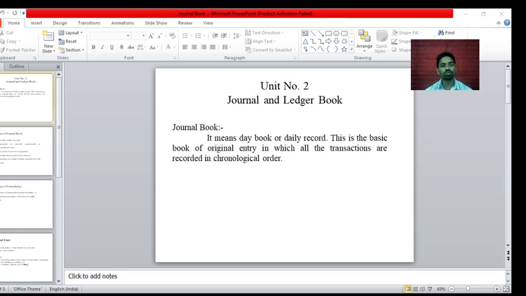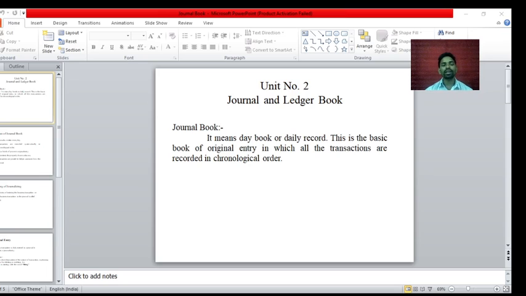Next, it is the book of prime or original entry. The journal book is the original book or the prime book, because whatever transactions take place in the business are first recorded immediately in the journal book, so it is the original.